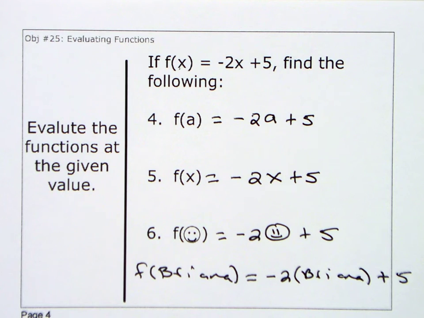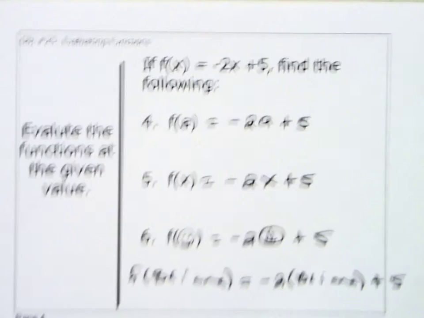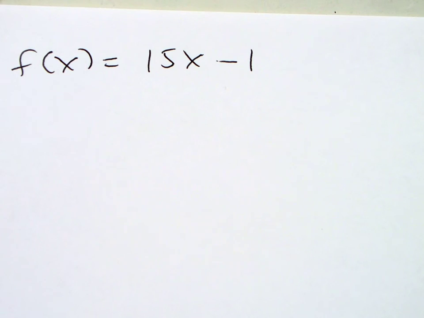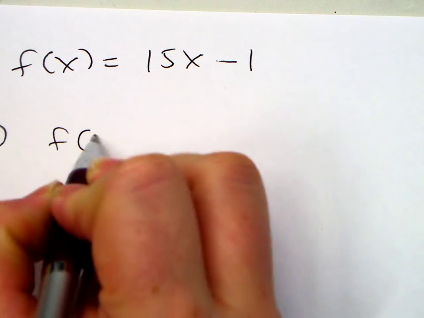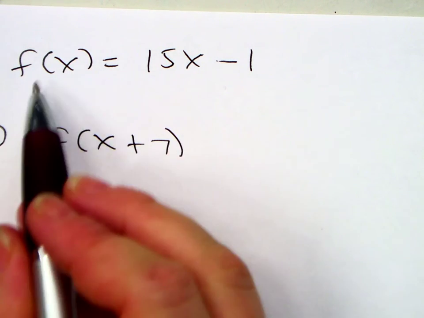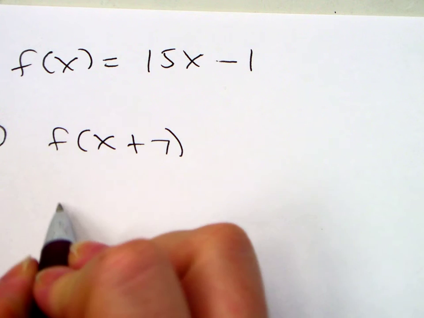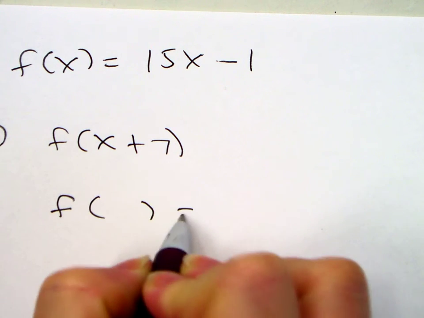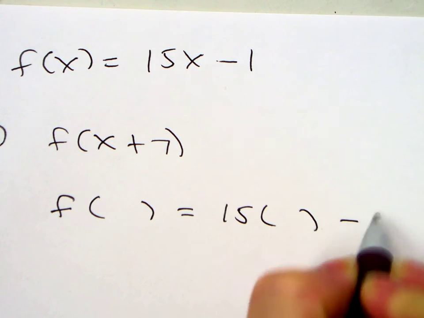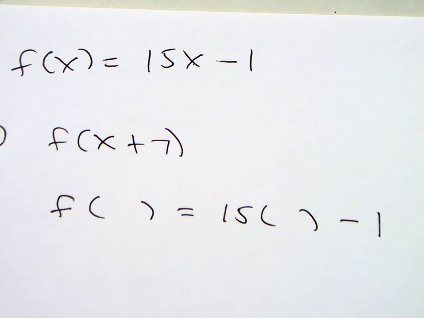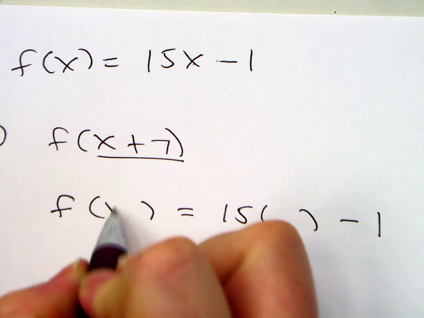All right, I'm going to go on a different piece of paper so we have a little bit more space. All right, so let's say f of x is 15x minus 1. Now I want to find f of x plus 7. Okay, so I'm going to write f without the x. F of equals 15 of minus 1. Instead of x, I just put parentheses. Now what's going to go inside the parentheses? X plus 7.